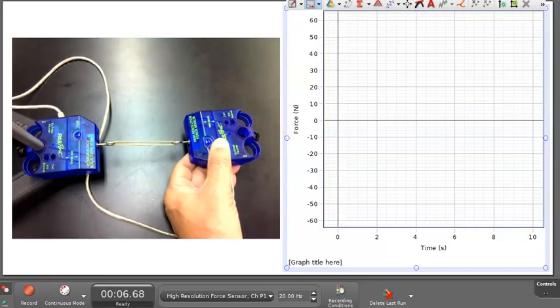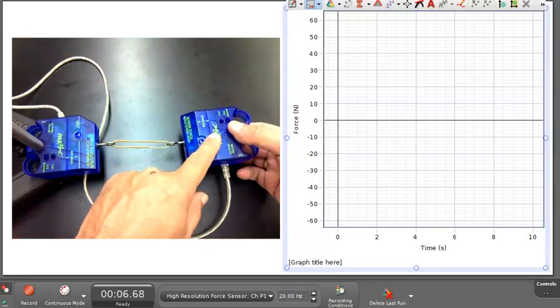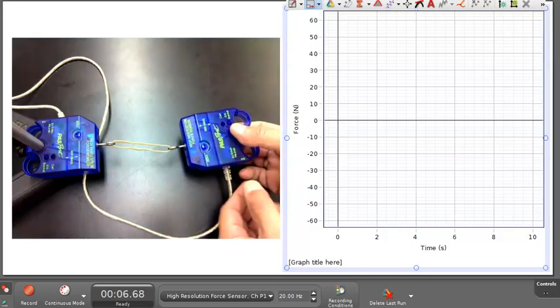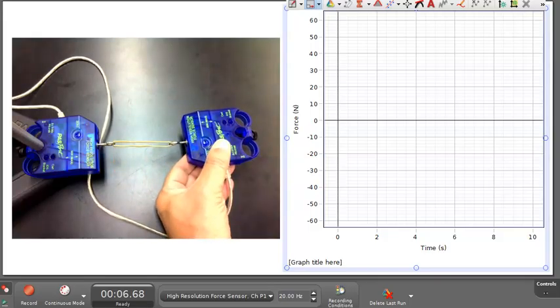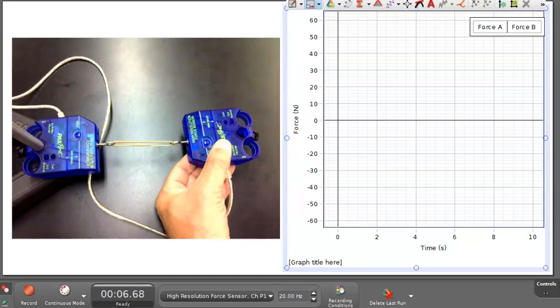So the question is, is A going to be pulling harder? Is B going to be pulling harder? Or are they going to have the same force? Which end is going to have the bigger force? Let's go ahead and do the prediction. Let's go ahead and do the run. Oh, I forgot. Let me turn on the legend so you can actually see the forces. And let's go ahead and do the run.